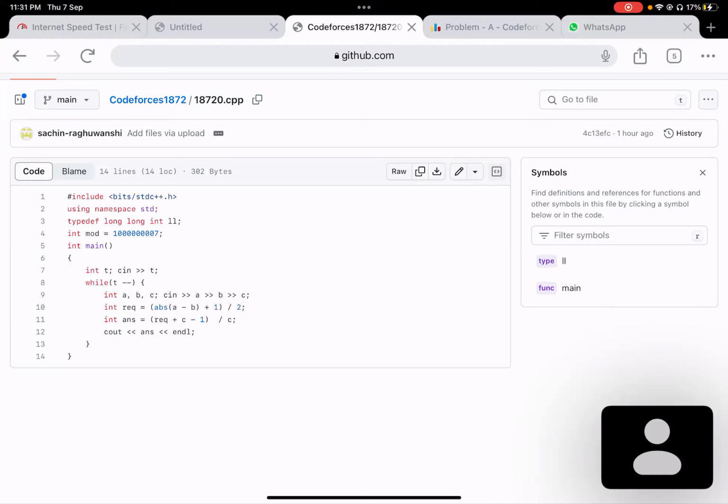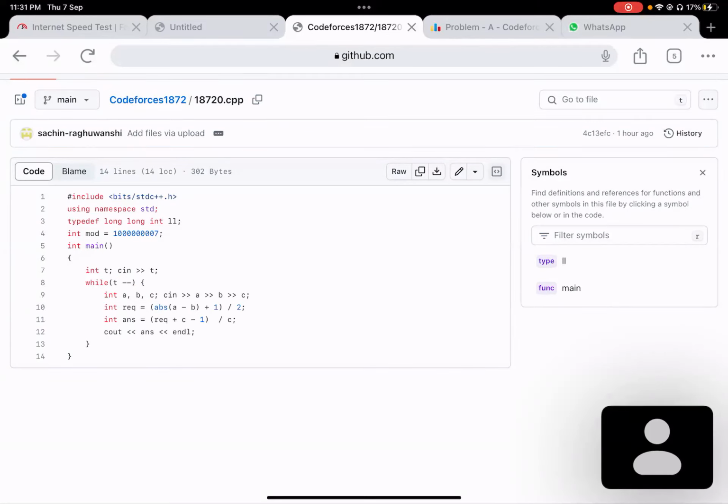Because let's say if the difference is 7, then 7 by 2 will be 3.5, right? But 3.5 does not make any sense, because each time you will be removing. So I have added values, and 3.5 just becomes 4.